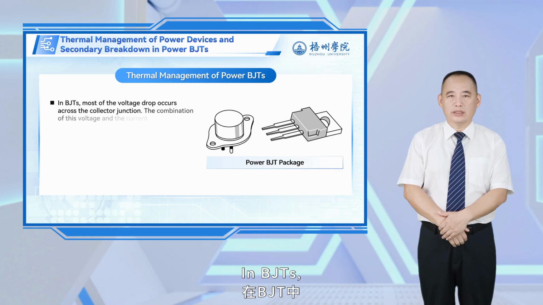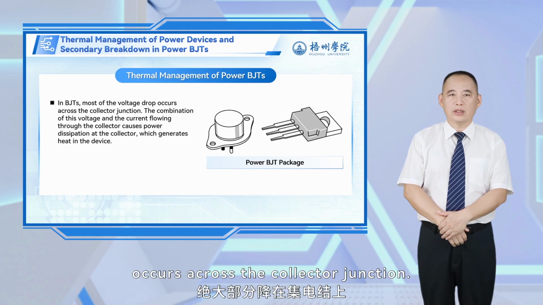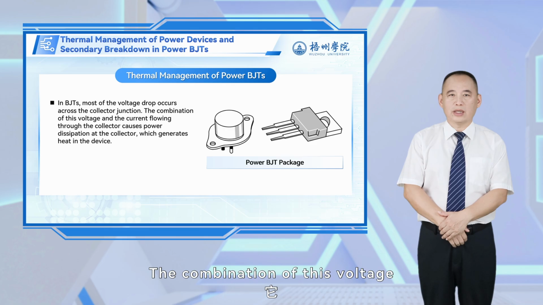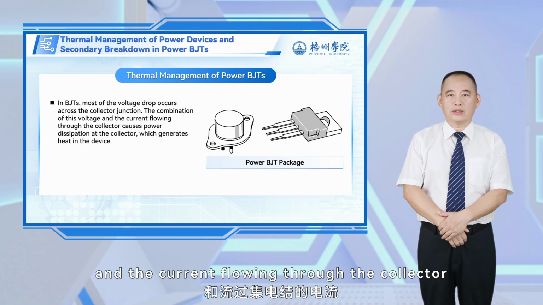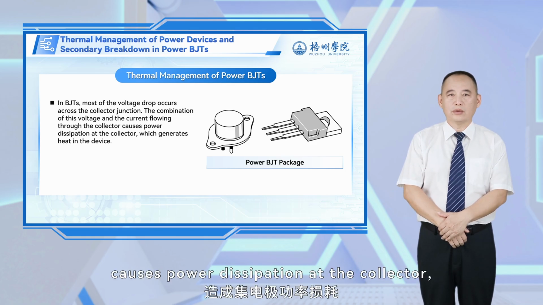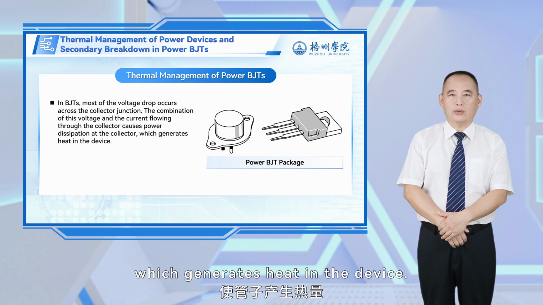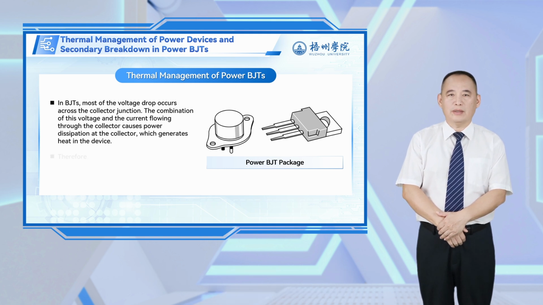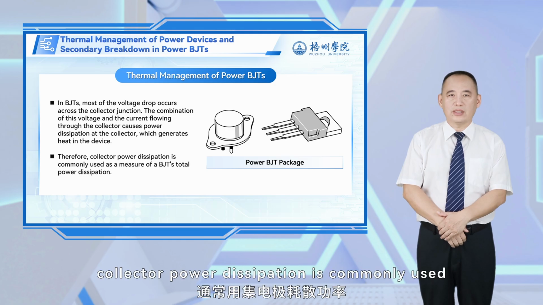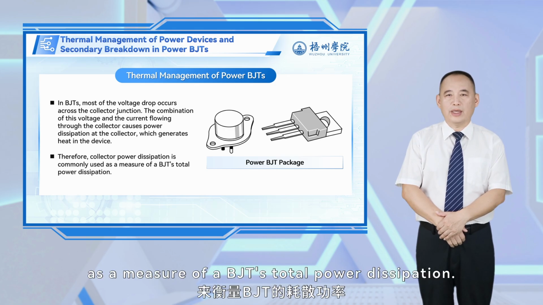In BJTs, most of the voltage drop occurs across the collector junction. The combination of this voltage and the current flowing through the collector causes power dissipation at the collector, which generates heat in the device. Therefore, collector power dissipation is commonly used as a measure of a BJT's total power dissipation.